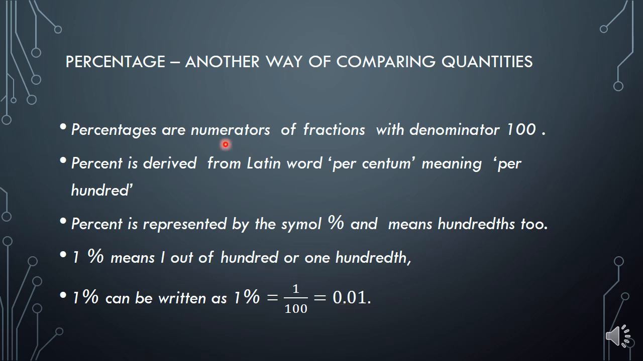Children, so we have learned in the first sentence, percentages are numerators of fractions with denominator 100. See here, we have the fraction 1 by 100. So here the denominator is 100. So what is the numerator here? 1. So we can write as 1%. 25 by 100, we can say 25%. So whenever we get a fraction and the denominator is 100, whatever numerator comes, we can write that as the percentage. Okay, children.